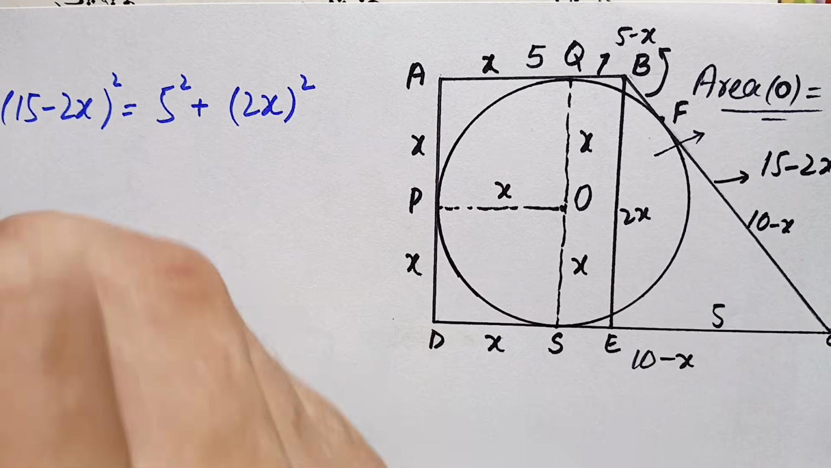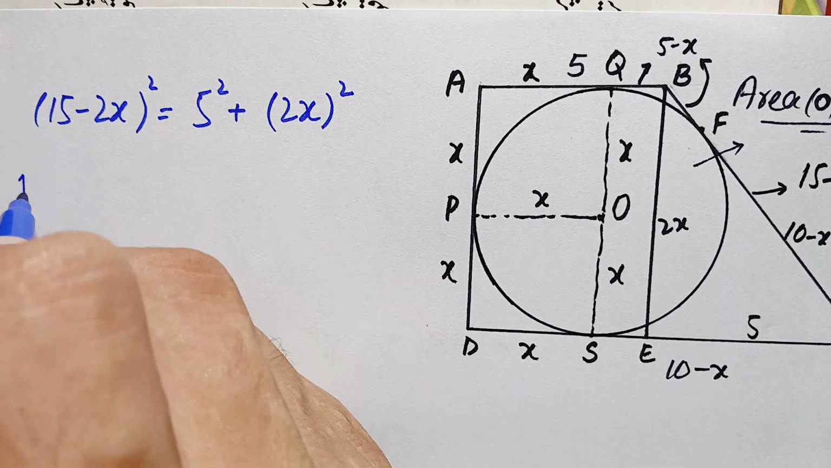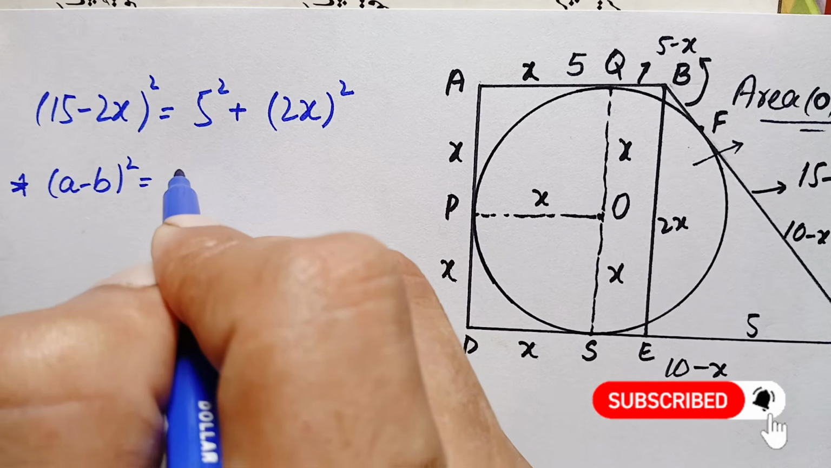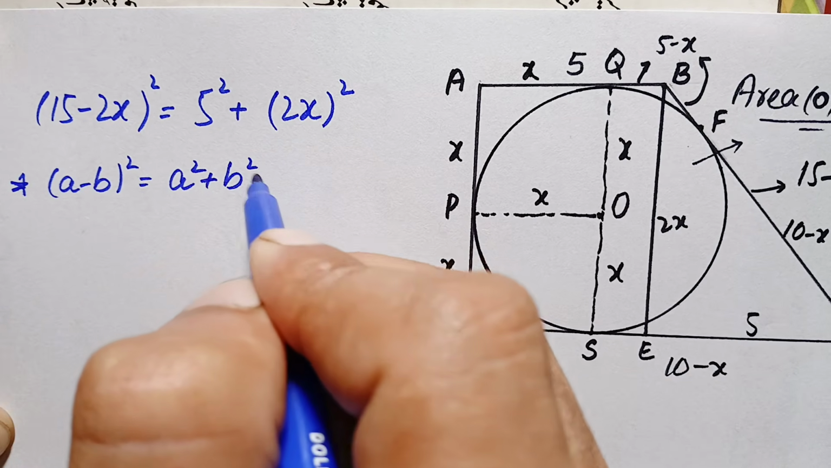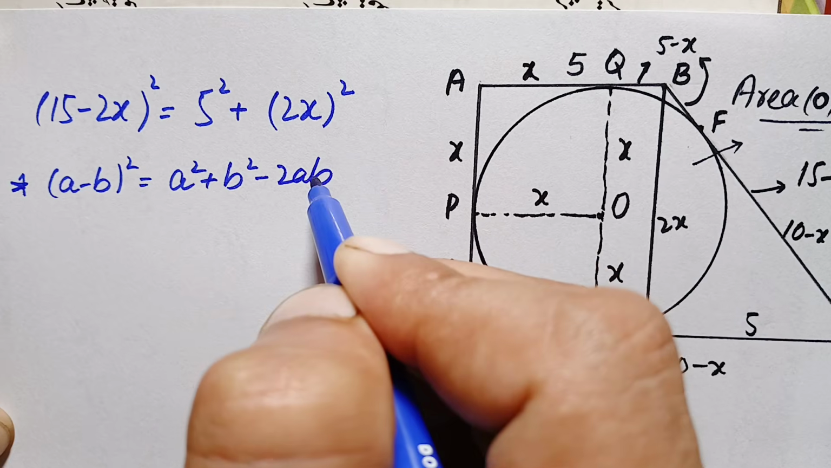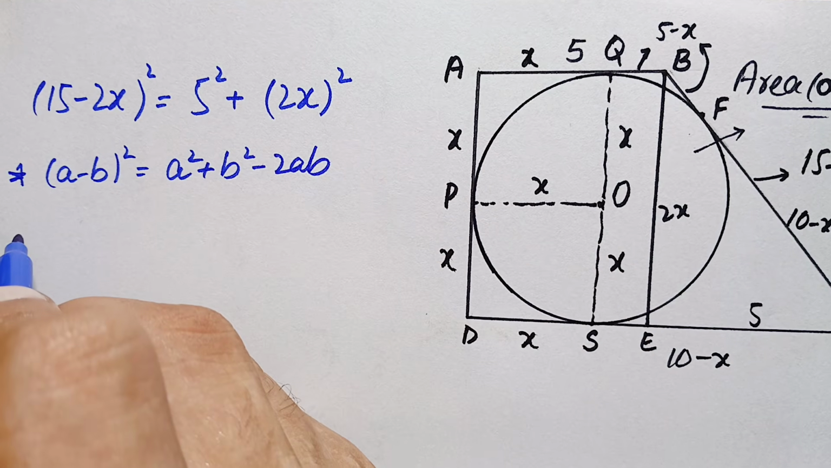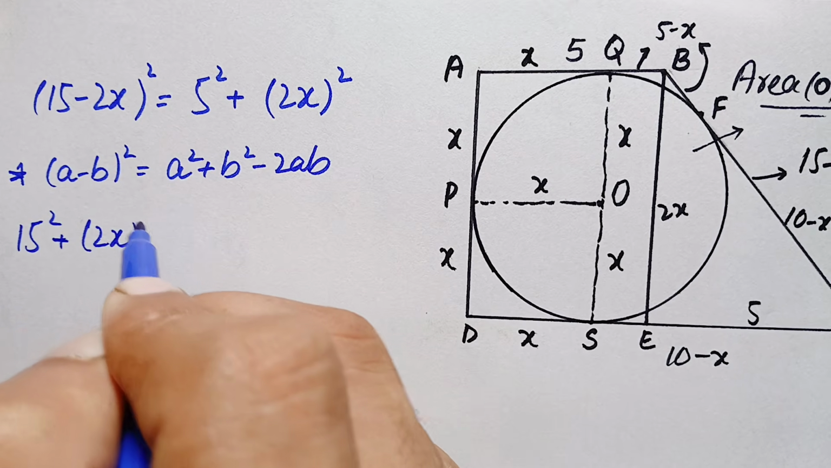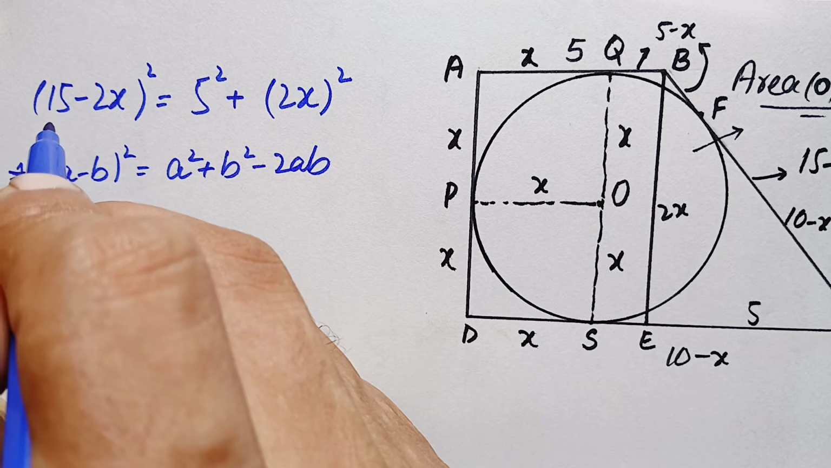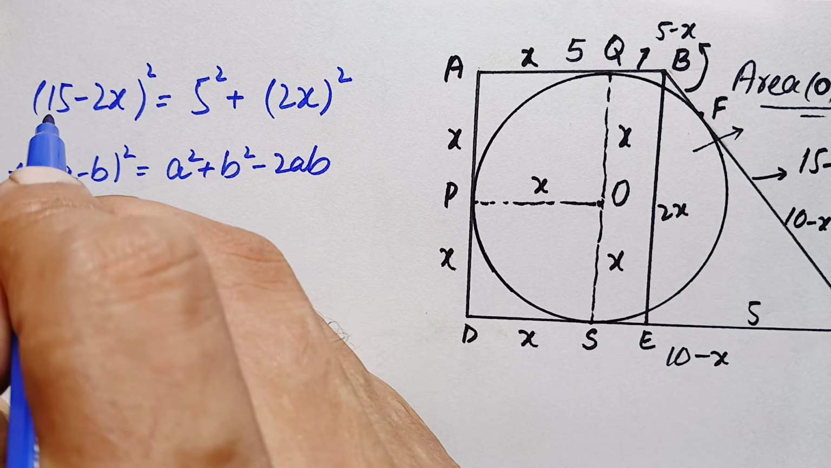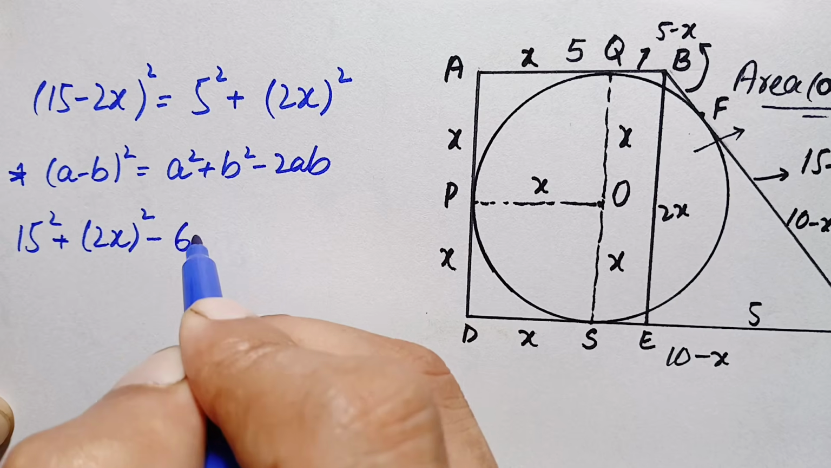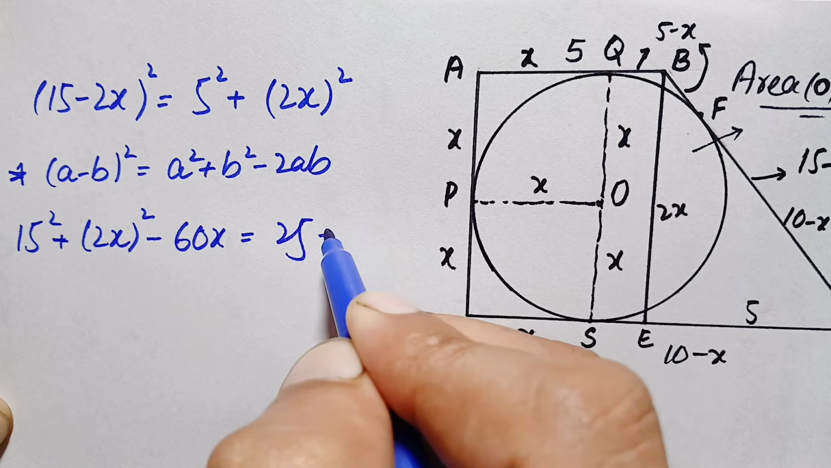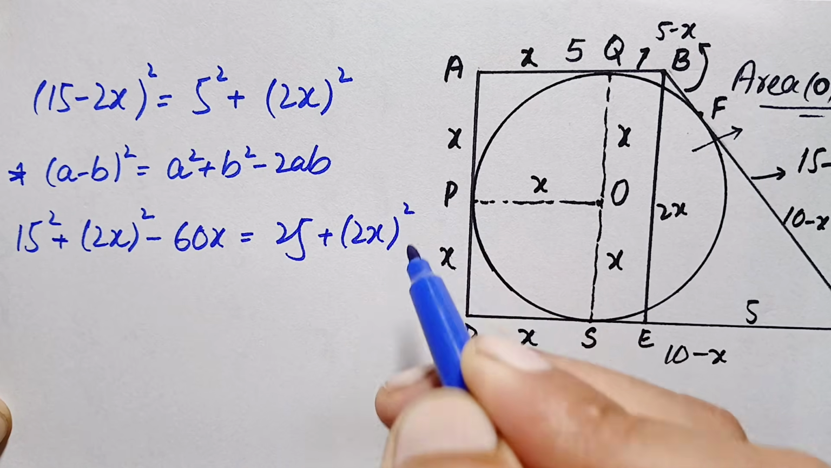Here we will expand the left hand side using the a minus b whole square identity. A minus b whole square is equal to a square plus b square minus 2 times ab. So this will become 15 square plus 2x whole square minus 2 times 15 times 2x. Now 2 times 15 is 30, 30 times 2 is 60. So this will become 60x, is equal to 5 square, simply 25, plus 2x whole square.